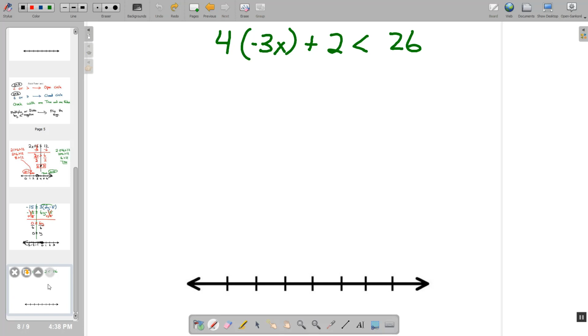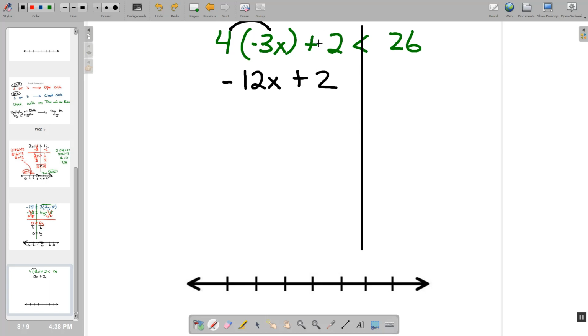Our last problem looks really different, but actually it's exactly like what we've been doing with one small change. It actually does not use the distributive property because inside of the parentheses is only one specific number. So we are only multiplying times the negative 3x, not the 2 left in the back. So 4 times negative 3x is negative 12x. This time the 2 is going to just stay because it was not in the parentheses. And I'm going to do less than 26.